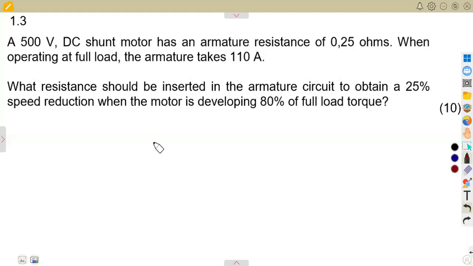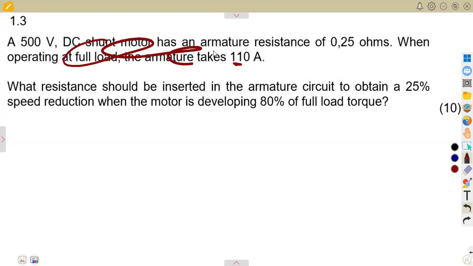All right. So in this case, we are going to consider a typical exam question, still on our DC machines, and this is part of the speed control. This is the August 2019 question paper, where we are given a 500-volt DC shunt motor that has an armature resistance of 0.25 when operating at full load. The armature takes 110 amps.